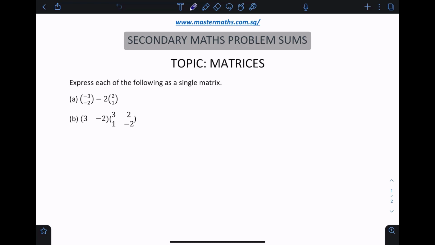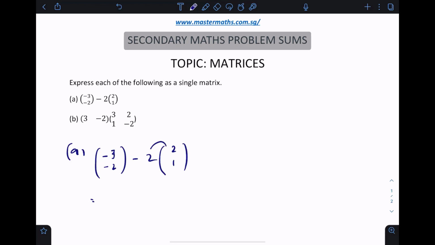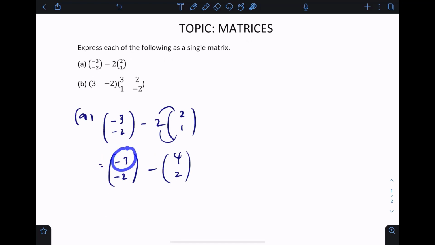Part A, express each of the following as a single matrix. -3, -2, -2, 2 and 1. Okay, so what we do, we times the 2 in, much like a rainbow method. So -3, -2, -4 and 2 is here. Now we take term by term, -3 -4, and that is -7. -2 -2, and that is -4. Final answer for part A.